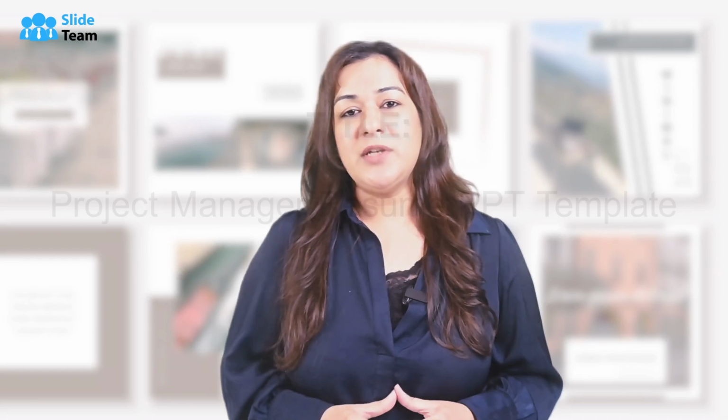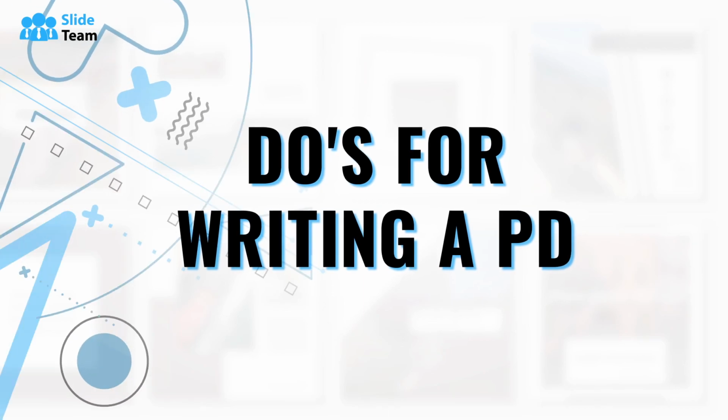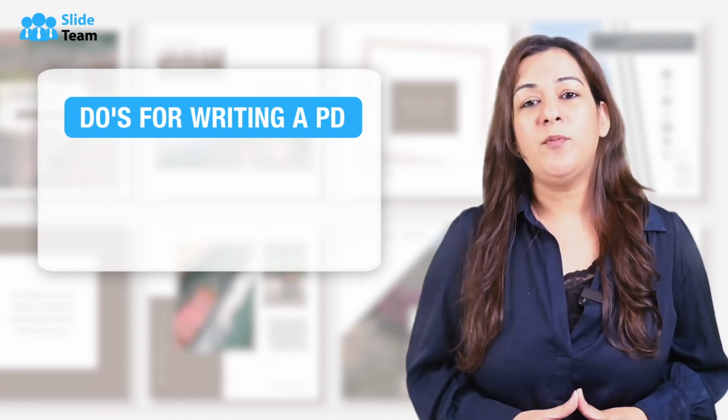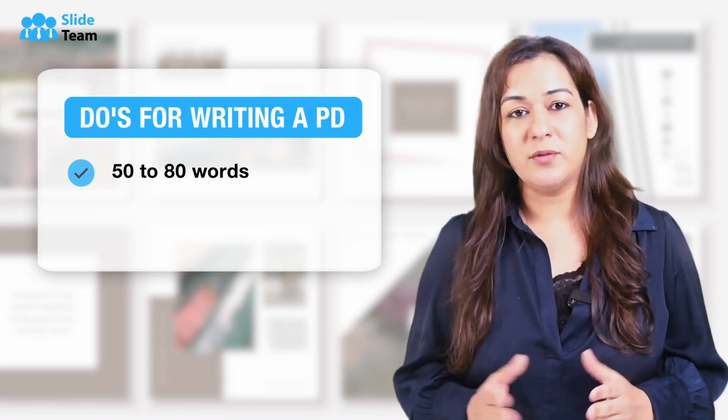Next, below the title, you'll craft a brief paragraph that serves as the product description or PD. Before we delve into that, let me share some important dos. First and foremost, keep your product description concise, ranging between 50 to 80 words.